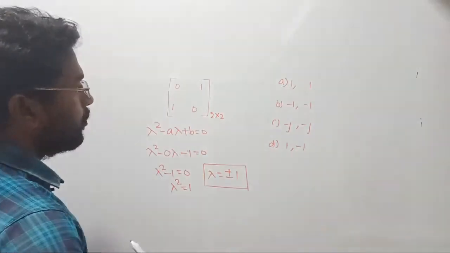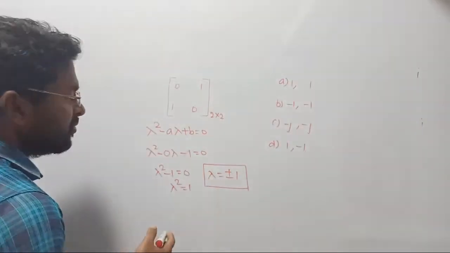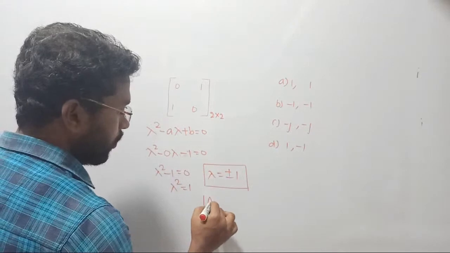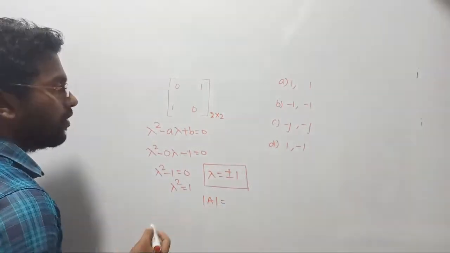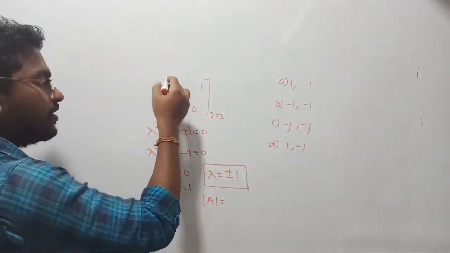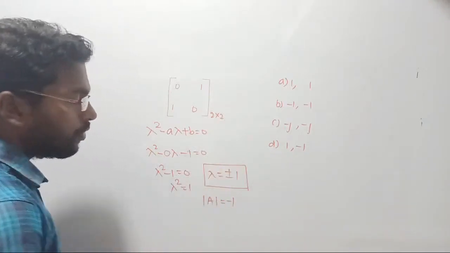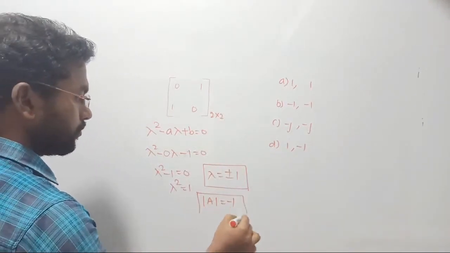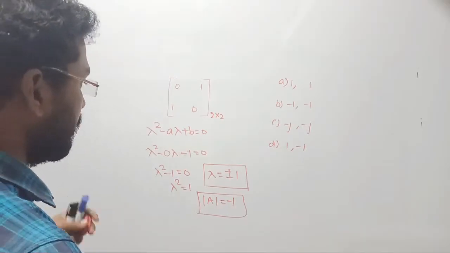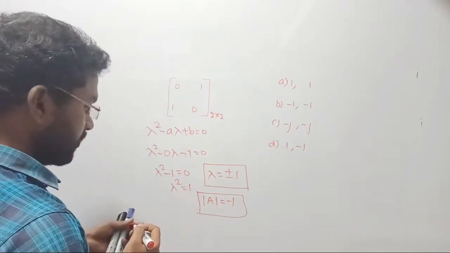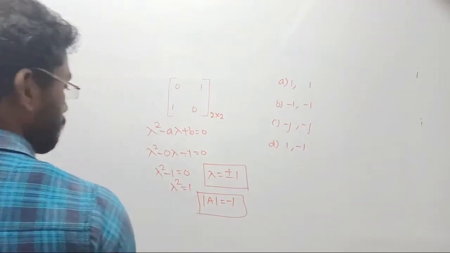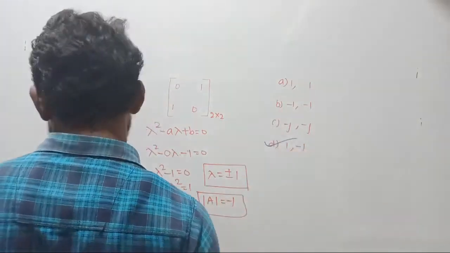Can anyone please find out the determinant of the matrix? What is the determinant? If I take the determinant for this matrix, 0 minus 1, so that is going to be equal to minus 1. That's all. Okay, fine. So what is the next one? Let's proceed, brother. Answer is Option D.